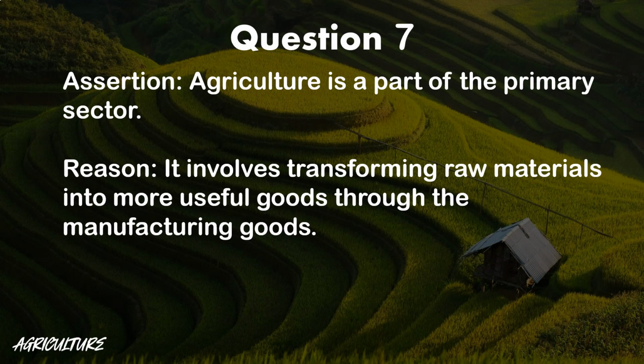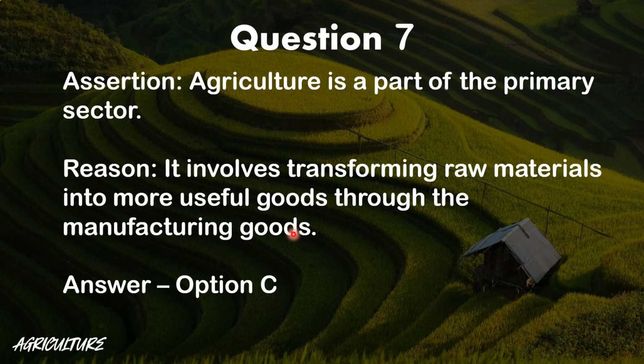Seventh and last question. Assertion: agriculture is a part of the primary sector. Reason: it involves transforming raw materials into more useful goods through the manufacturing process. It shouldn't be goods here. It should be manufacturing process. So take a few moments to guess, and the answer is option C. Assertion is true, but reason is false.